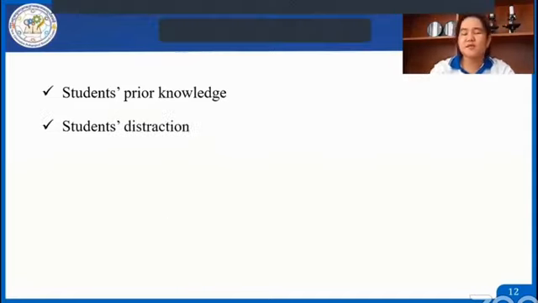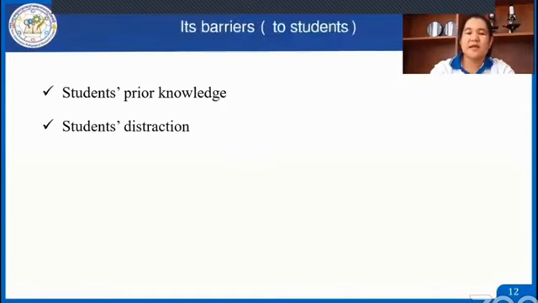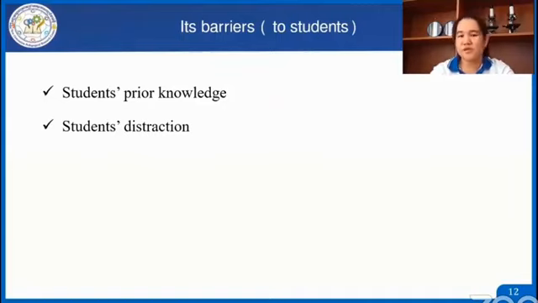The second point is student distraction. When we use GeoGebra, we can use it on the phone or on the computer. So when the students use it during the classroom and it is outside of the teacher's control, the students may use other applications during the class, for example Facebook or YouTube, without the teacher's knowledge. So the students get distracted from the class, and that is also a problem for the class.